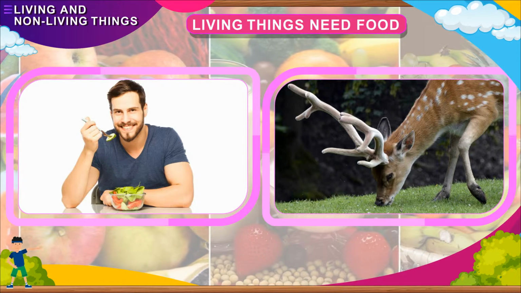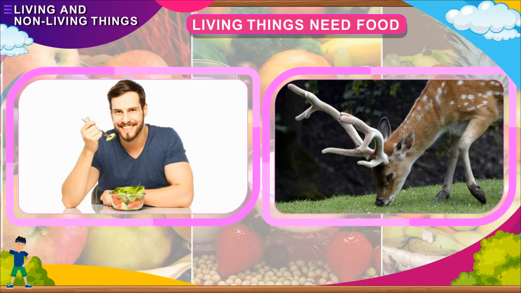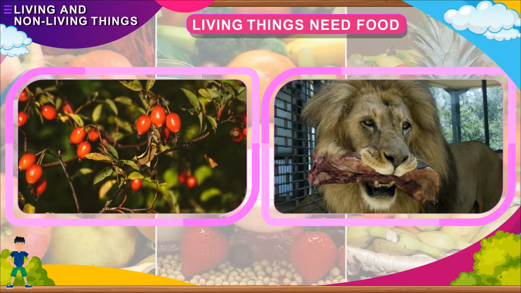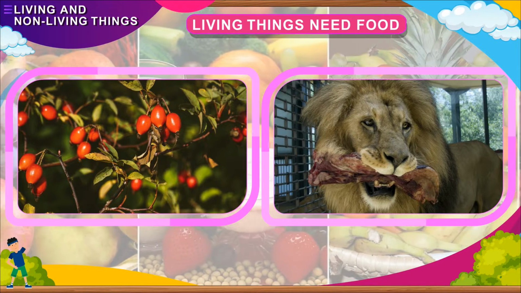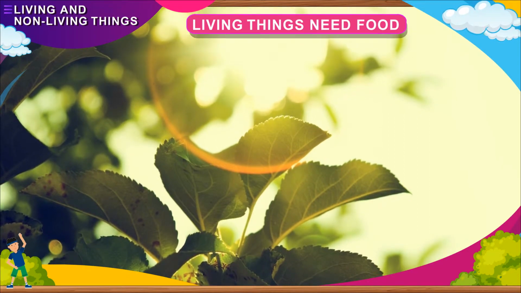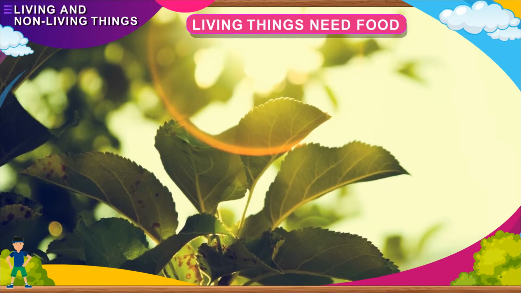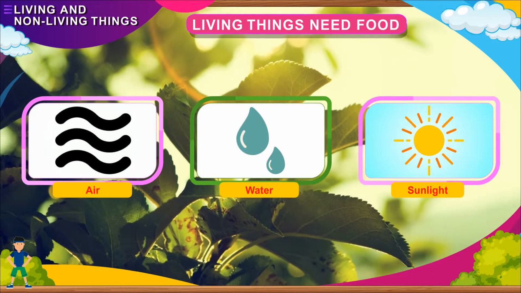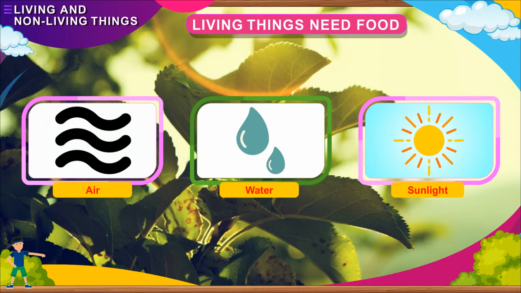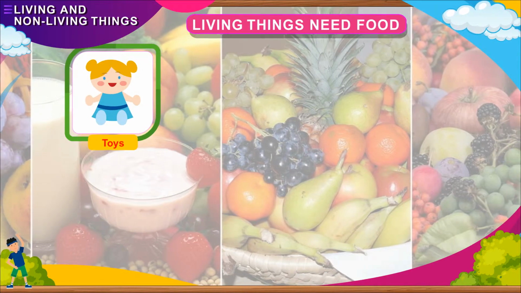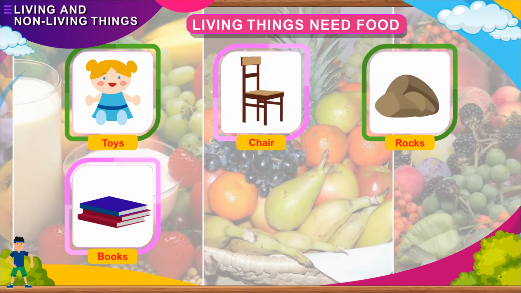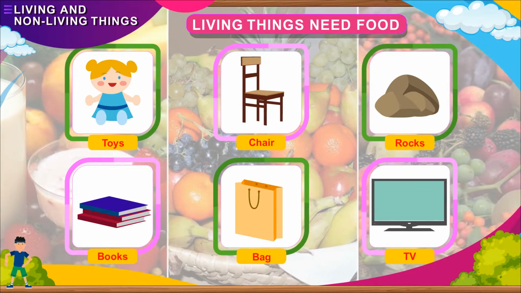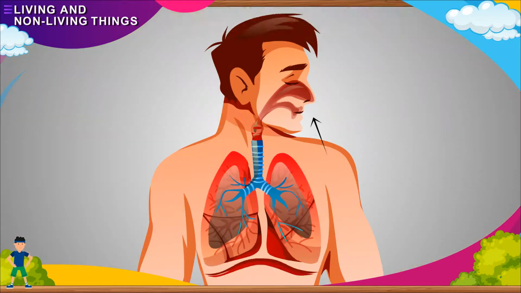Human beings and animals eat plants or other animals. Animals also need food. They get their food from plants and other animals. Plants also need food to grow. They make their own food with the help of air, water, and sunlight. So, all living things need food to stay alive. Toys, chairs, rocks, books, bags, and TV are non-living things. Non-living things do not need food.